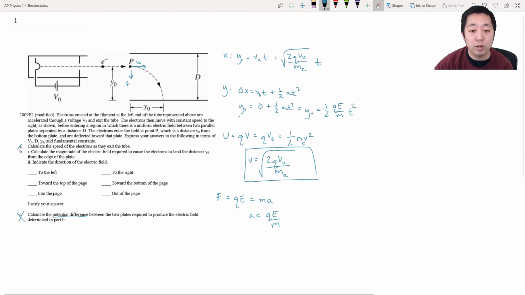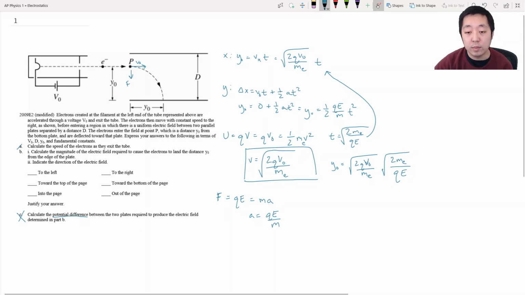Okay, so if I want to solve for t, t would equal the square root of 2 times m divided by QE, right? And then I plug that into here. So I get y naught is equal to the square root of 2Q V naught over the mass of the electron, times the square root of 2 m_e, the mass of the electron, over Q times the electric field.